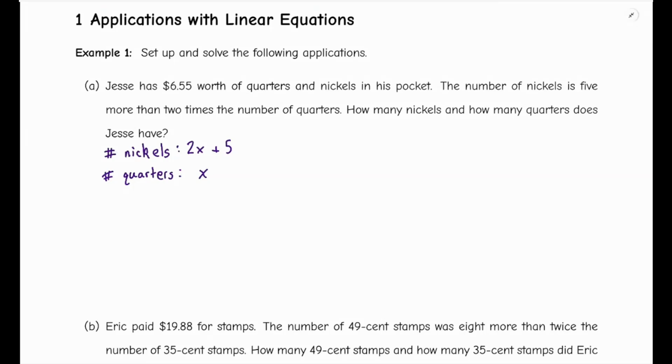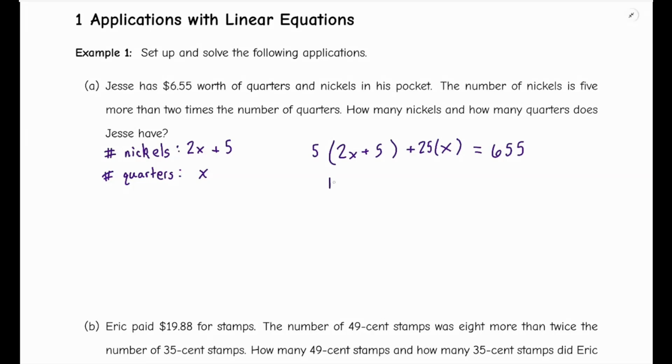Now, when we write our equation, though, we weren't told the total number of coins. We were told the total worth of the coins. So what we have to do is take the number of nickels times how much a nickel is worth, which is 5 cents, plus the number of quarters, times how much a quarter is worth, and that will equal the total worth. And notice, just so I don't have to deal with decimals, I'm recording everything as cents, not dollars. And now we need to solve this equation.